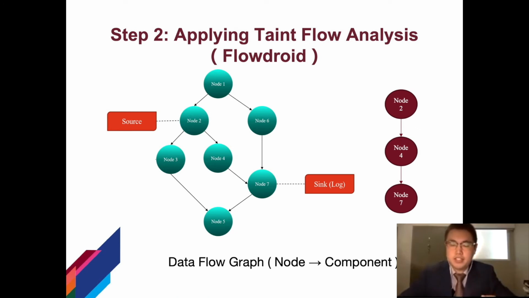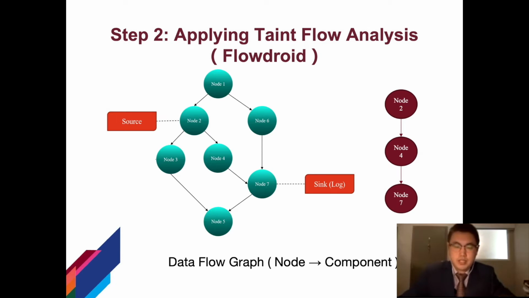After we get this Jimple code, we apply the taint analysis. So what's the meaning of the taint analysis? If we look at this data flow graph, each node can be represented as a component. It can be a class or one function. And in node 2, there is one variable which carries the user information or data in the system. This variable is transferred between the functions from node 2 to node 4 until node 7.